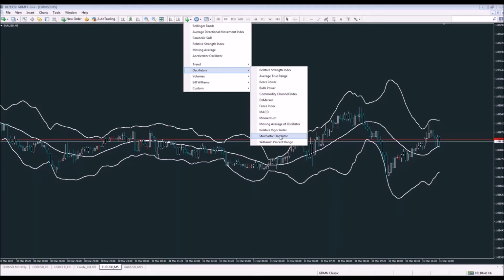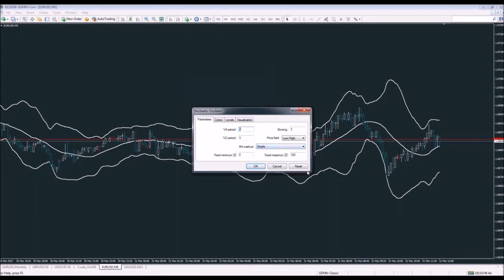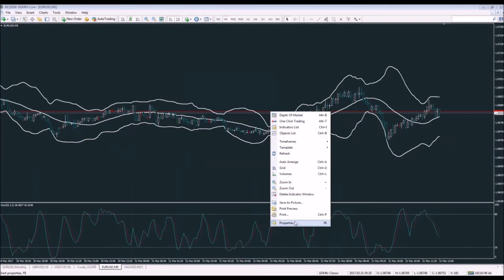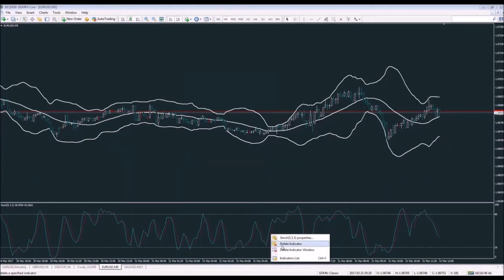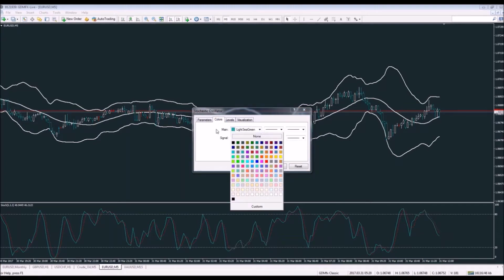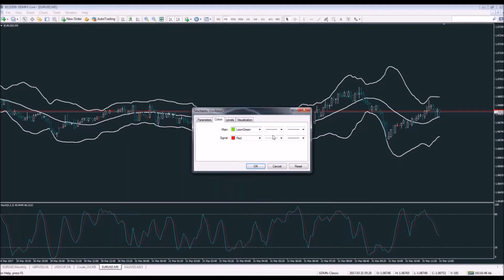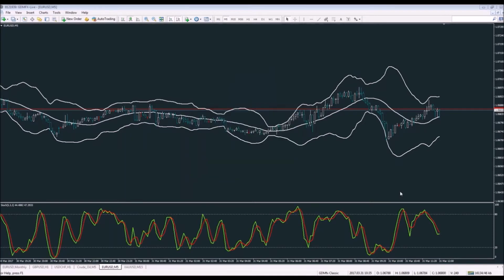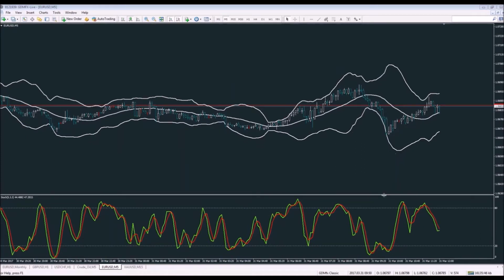The other is the stochastic. We're going to use the preset, or so-called default, settings of the stochastic, but let's readjust it a little bit. For our main line we will use green, and red as a signal line as usual, but we're going to thicken those lines so we can better see what is happening on the chart.